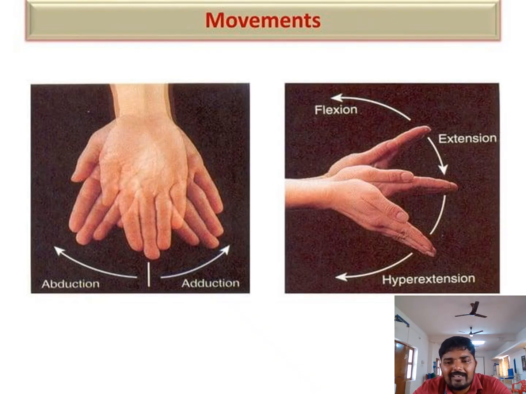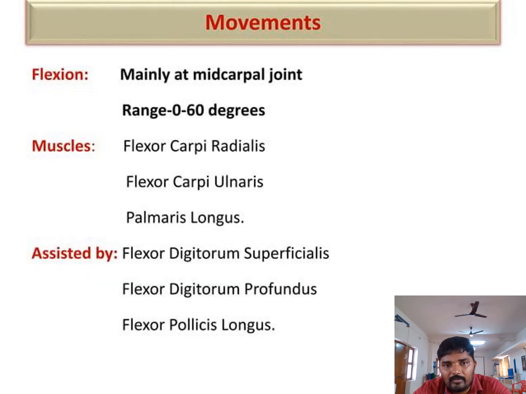Then movements. At the wrist joint, flexion, extension, abduction, adduction, and circumduction movements mainly occur. First, the first movement, flexion. Flexion mainly occurs at the radiocarpal joint and the midcarpal joint. These areas mainly act in the flexion movement.